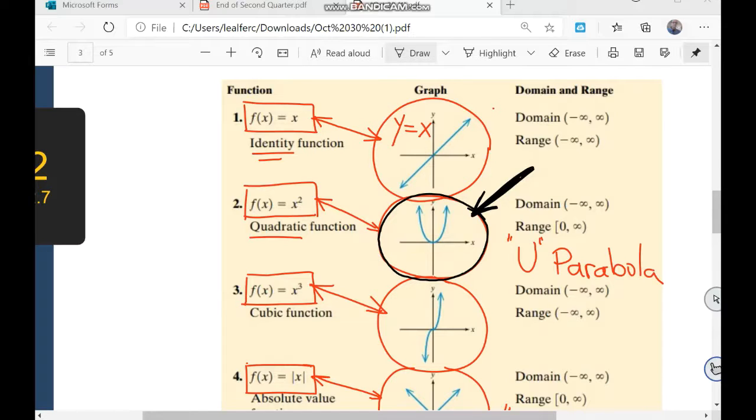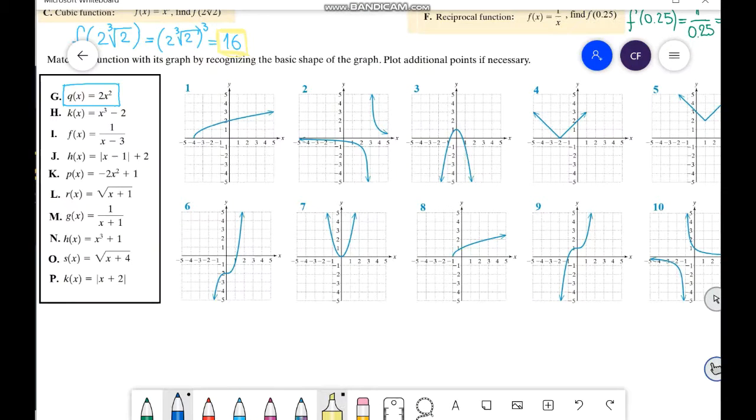Let's find the options where we have parabolas. And we have a parabola here on 7. And try to find all the parabolas. And we have another parabola here on 3. And it doesn't matter if the parabola is upside down. It's still a parabola. It's still a quadratic function. We have two options, number 7 and number 3.